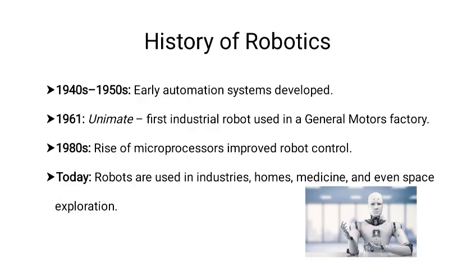Next slide we are going to see the history of robotics. Robotics started back in the 1940s and 1950s with simple automation systems. In 1961, the first industrial robot, Unimate, was introduced in a General Motors factory. It was a revolution in the manufacturing sector. The 1980s brought the microprocessor, improving robot control and intelligence. Today, robots are everywhere, from factories and hospitals to our homes and even outer space.